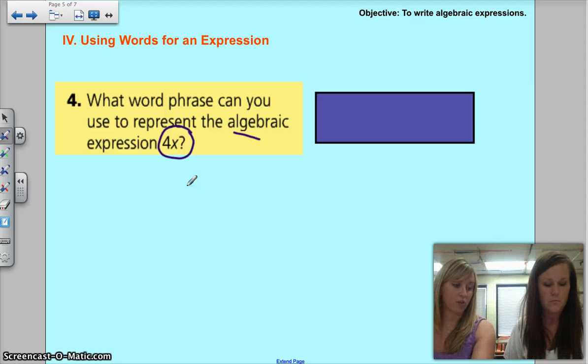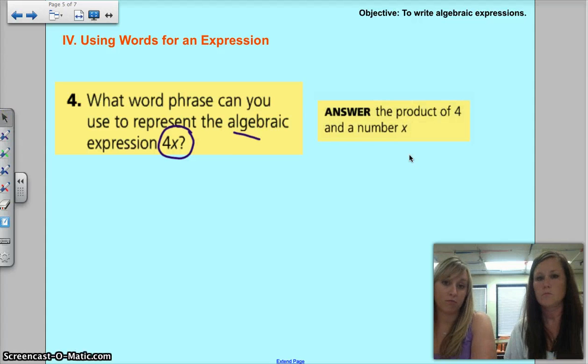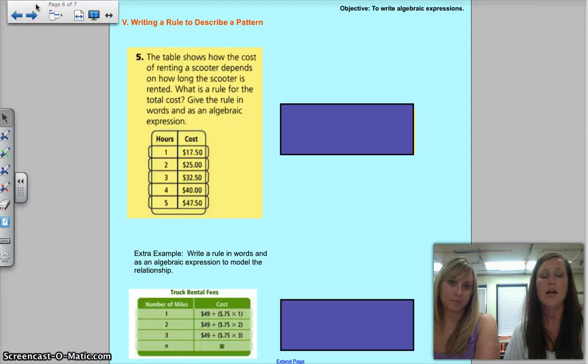Or again, you could use 4 multiplied by. Just look at your chart. Okay? Product of 4 and a number x. Write it down.